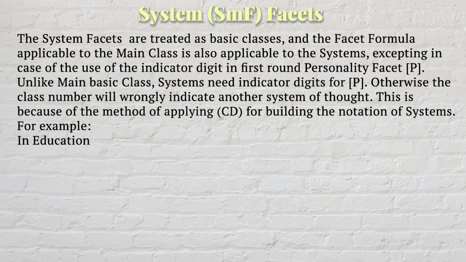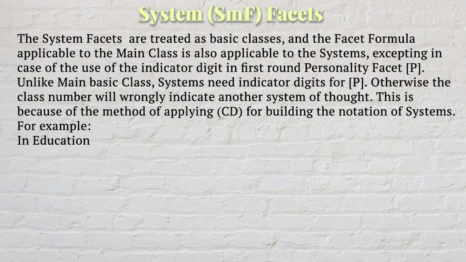Unlike main basic class, systems need indicator digit for personality facet. We observe in the facet formula of different basic classes, the first round personality facet generally omits indicator digit. But in case of systems and specials, such indicator digit for personality facet is required, that is comma. Otherwise, the class number will wrongly indicate another system of thought.